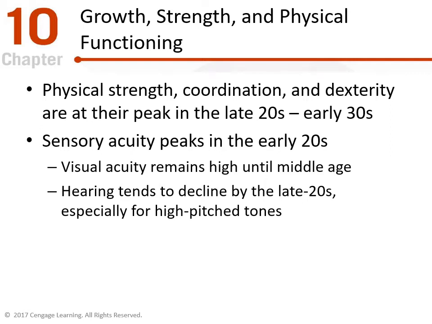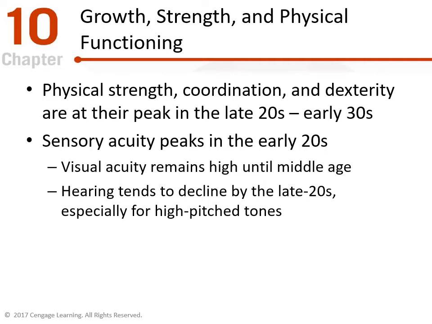So you want to remember physical strength, coordination, and dexterity are at their peaks in the late 20s to early 30s. They even found this with some cyclists, that they actually do better in this time because they're peaking in their endurance, their strength, and their coordination.